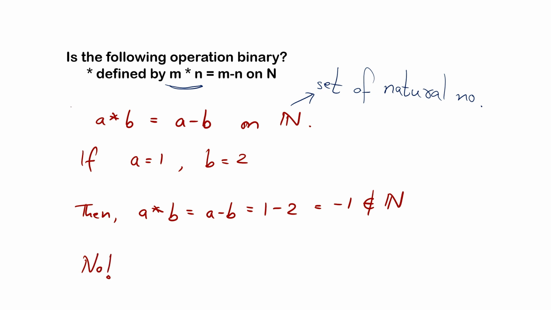Absolutely not. Because the output should always belong to S. Your S was the set of natural numbers here. The output for this particular example does not belong to the set of natural numbers. Hence, this is not a binary operation. So, the confusion here should get cleared: this condition that A star B belongs to S should be satisfied by each and every pair of elements belonging to S.